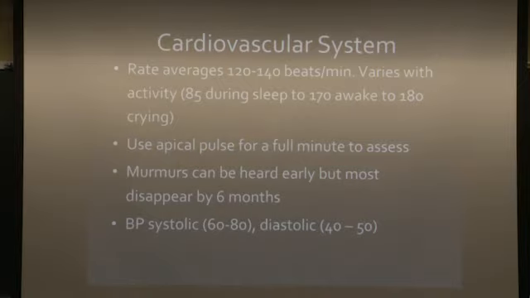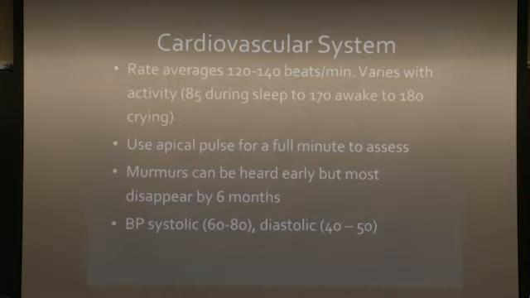Blood pressure can run systolic 60 to 80 and diastolic 40 to 50. The presence of a murmur with apnea, poor feeding, cyanosis, or pallor are abnormal and should be investigated. Blood pressure is assessed initially, but not normally routinely. It depends upon your facility also.